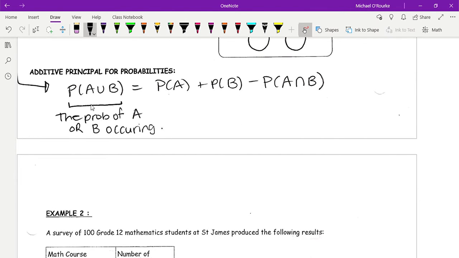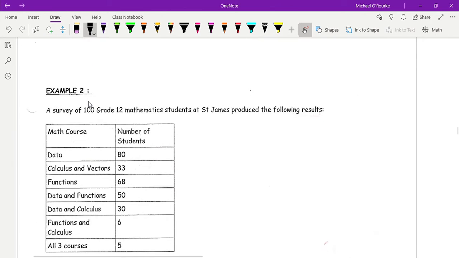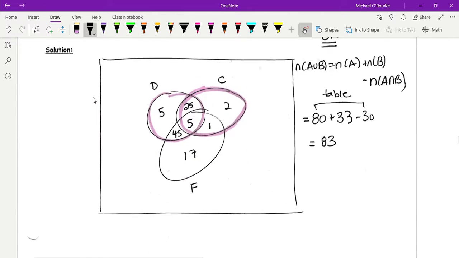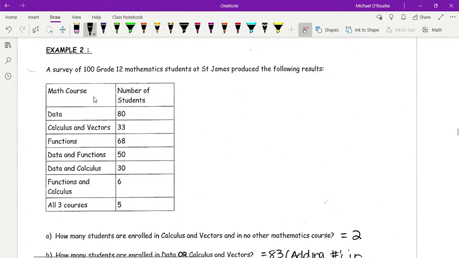Good here? Okay. Not quite. So, I printed the last note out because I know your energy would be down. Okay, here we go. Survey of 100 grade 12 mathematics students in St. James.